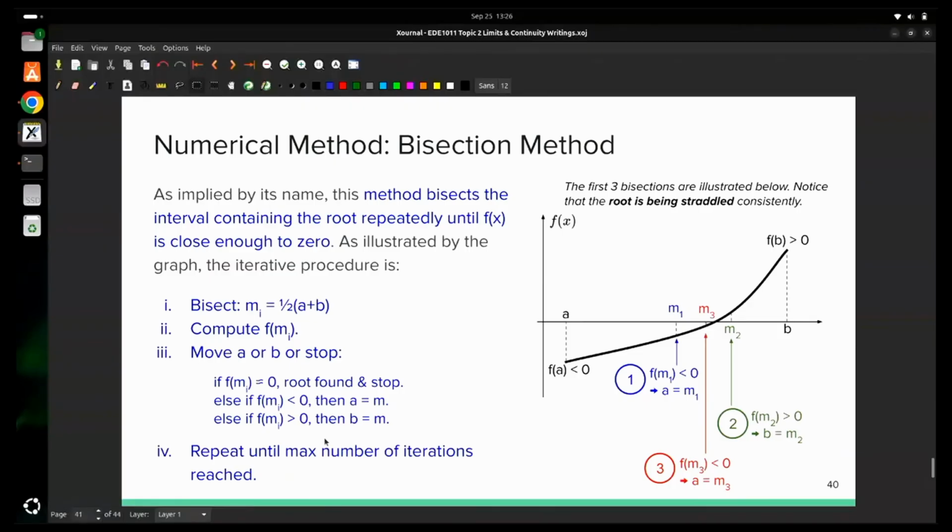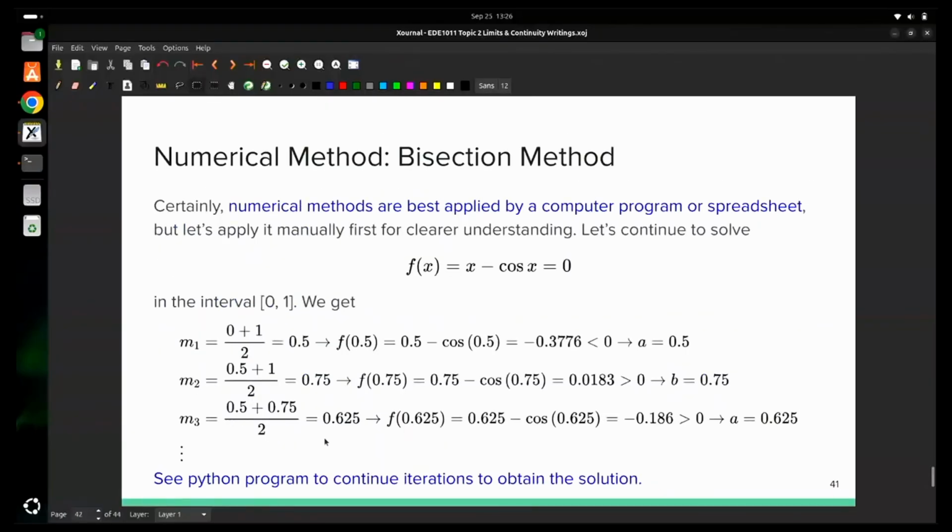By the way, are you doing programming now? Good. Okay, excellent. So you have a chance to practice the bisection method.